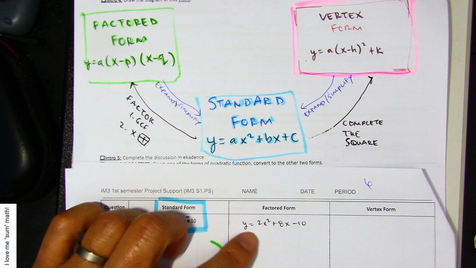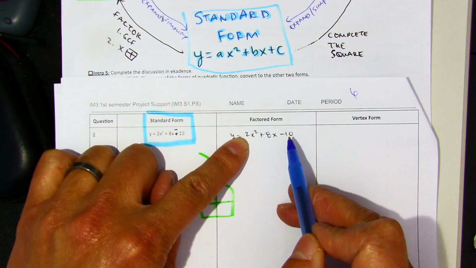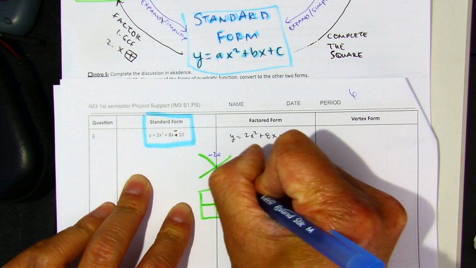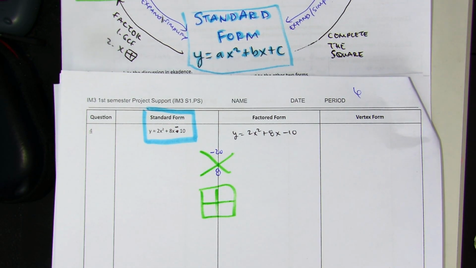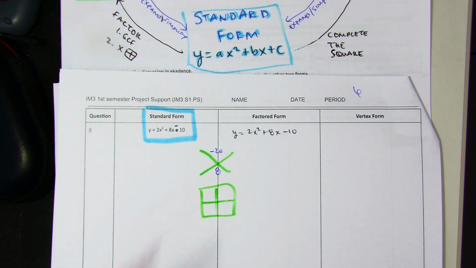Class, A times C? B value? Partner A tell partner B 2 numbers that multiply to be negative 20, and then partner B tell partner A, hopefully the same 2 numbers that add to be positive 8. Okay, my 2 numbers. If you want it easier, you can think of 2 numbers that multiply to be 20.